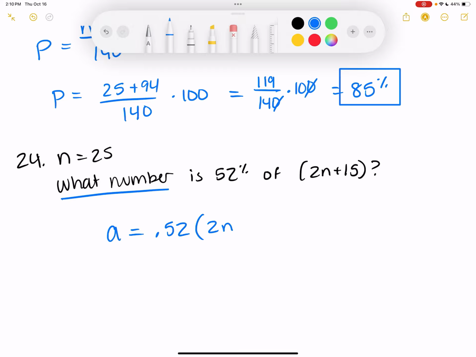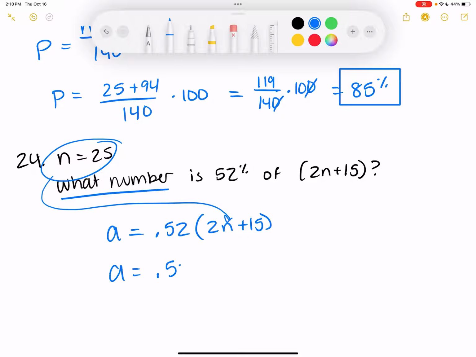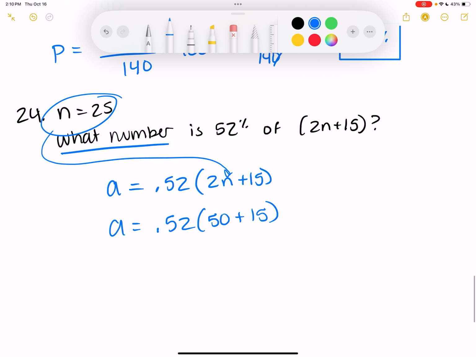Yep, and then now I just replace n with 25. So A is equal to 0.52 times, well, 2 times 25 is 50, so I'm going to write it that way. So 50 plus 15. So A is 0.52 times 65. And then you can use your handy dandy calculator. 33.8. So 33.8 is our number.